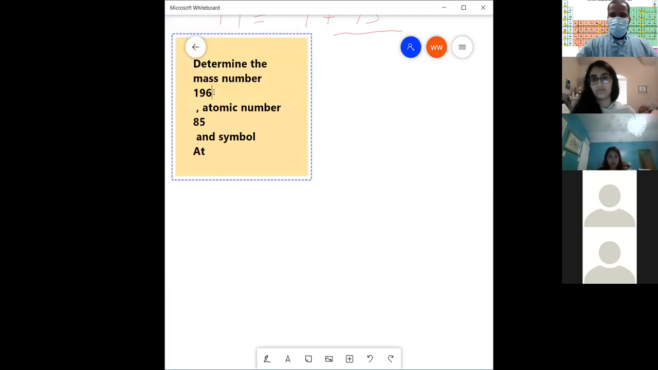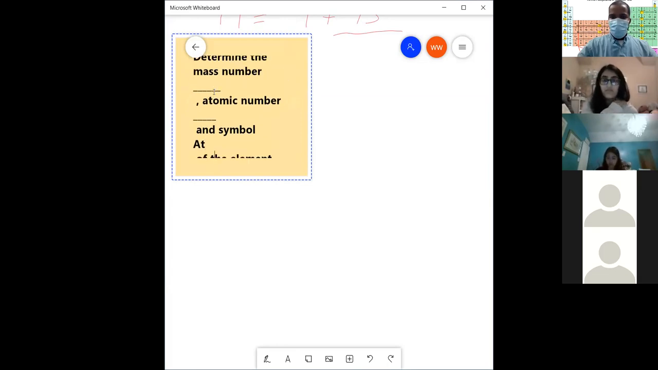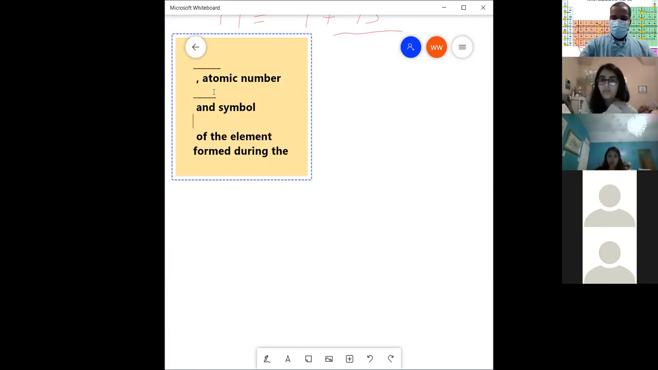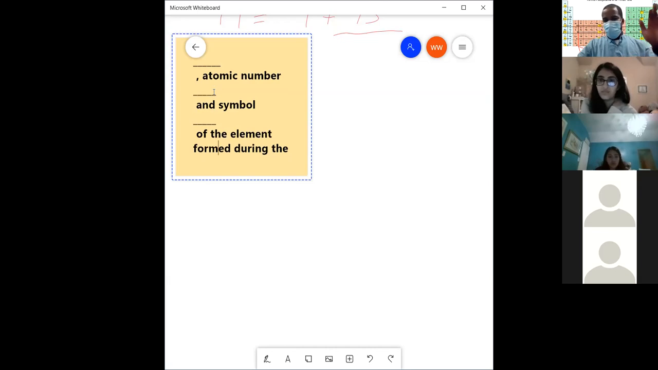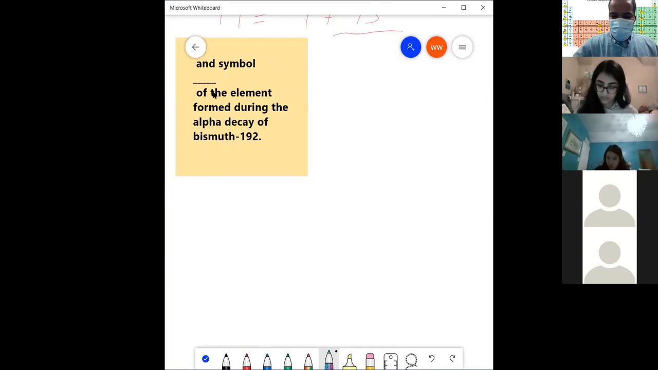Paste, and it says determine the mass number. It asks us to also determine the atomic number. And it also wants the symbol of the element that's formed during an alpha decay of bismuth 192. Okay, well, the first things first, Caitlin, what is the mass of bismuth here? 192. Excellent. So we have a mass of 192.